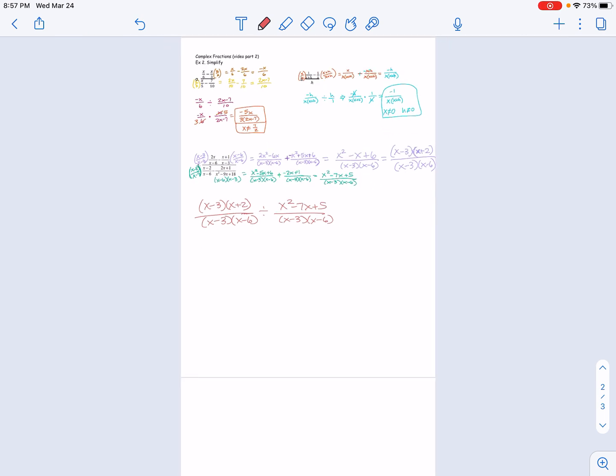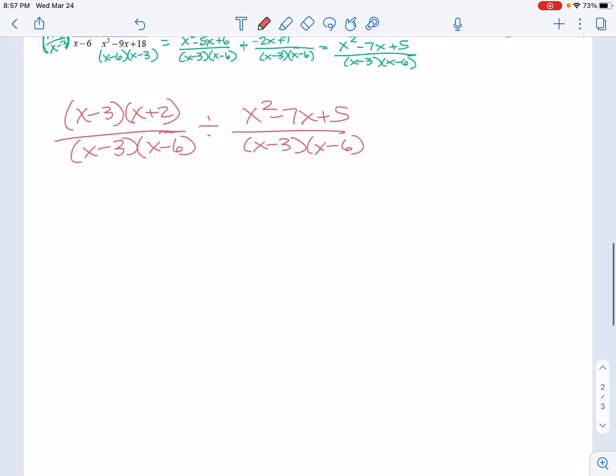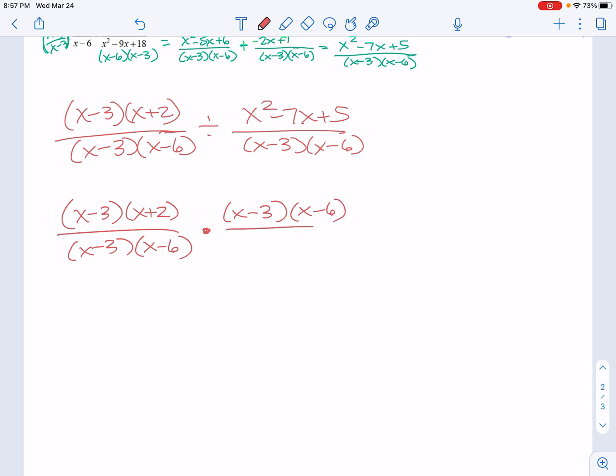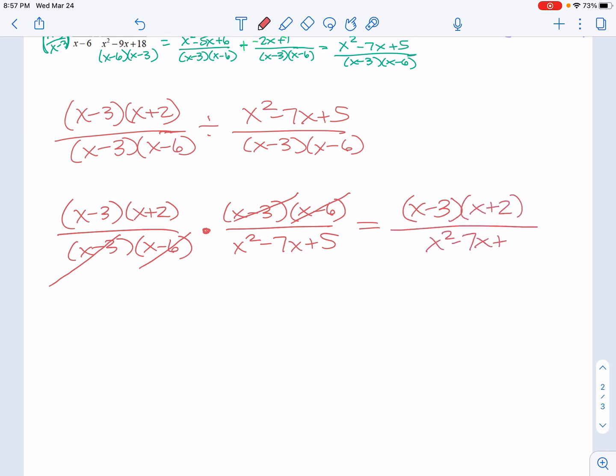But instead of dividing fractions, we can multiply by the reciprocal. So now I'm going to have x minus 3, x plus 2 over x minus 3, x minus 6 times x minus 3, x minus 6 over x squared minus 7x plus 5. Now I can cancel. Boom, boom, boom, boom. So I'm left with x minus 3, x plus 2 over x squared minus 7x plus 5.